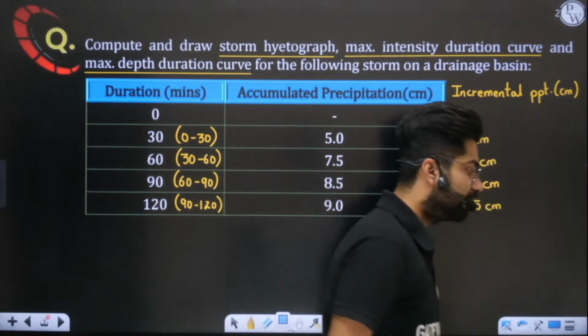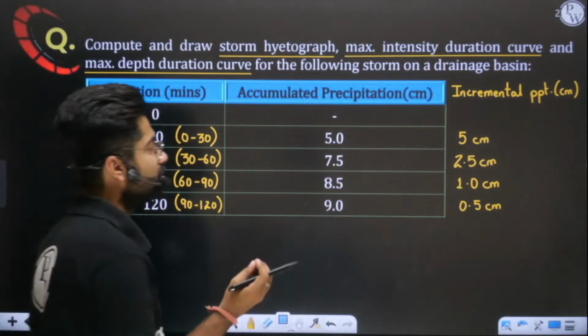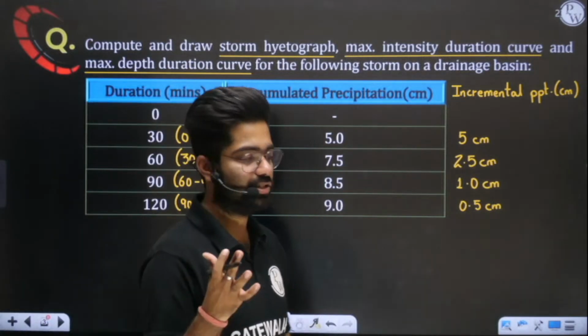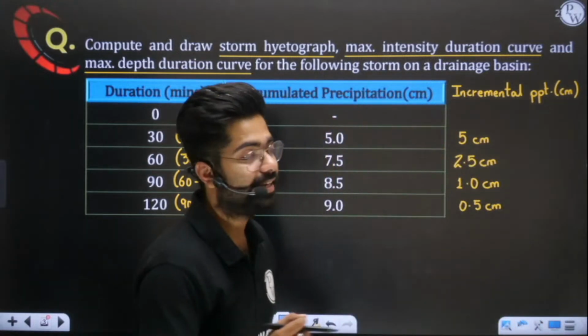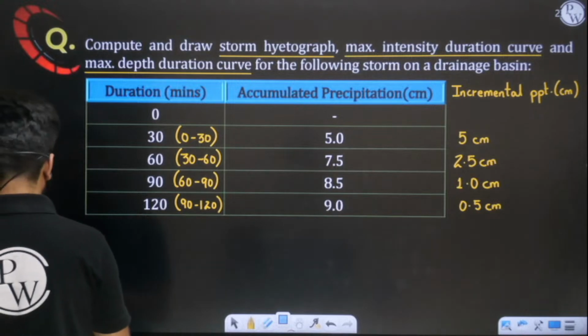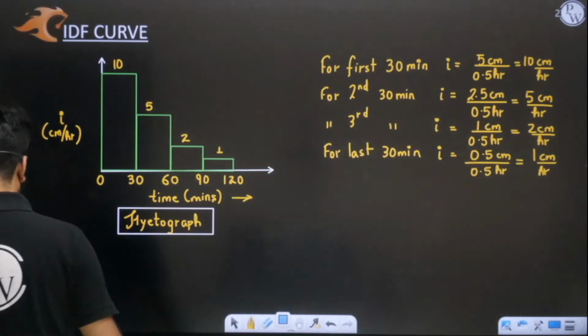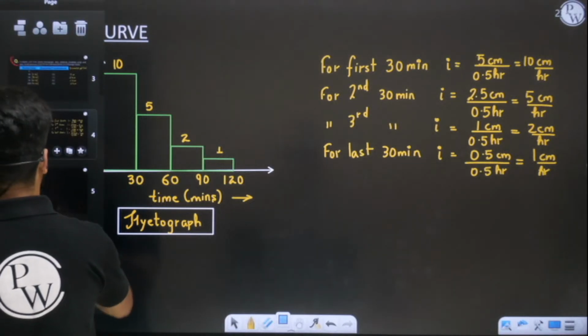Okay, now I hope this hydrograph, you have drawn it correctly. I'm just assuming that you have drawn it correctly. Now we will move on to the second part, which is the maximum intensity duration curve. We don't have space on this page, so we'll take another page here.